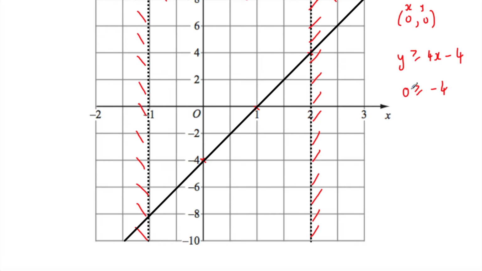And we've got 0 is bigger than or equal to minus 4. Yes, 0 is bigger than minus 4. So that means the origin is on the side of the line that we want to accept. So we're going to reject below that line. So let's do dashes below that line, like so. And that's it.